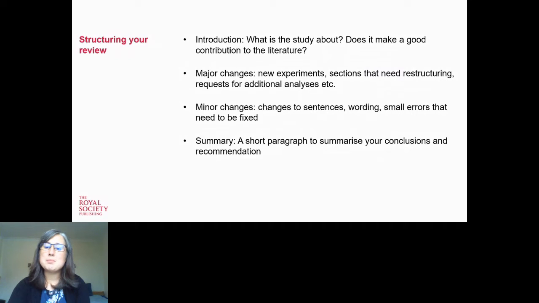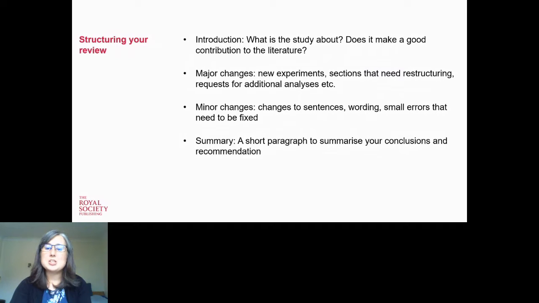First of all, I would recommend including an introductory paragraph which provides a brief overview of what the study is about and how it fits into the wider literature. The second section will probably be the most lengthy and detailed. This is where you provide an in-depth assessment of the method, analysis, results, and discussion, and also recommend major changes. These can include requests for new experiments, additional analysis, questions that need addressing, etc. This will likely include several paragraphs.